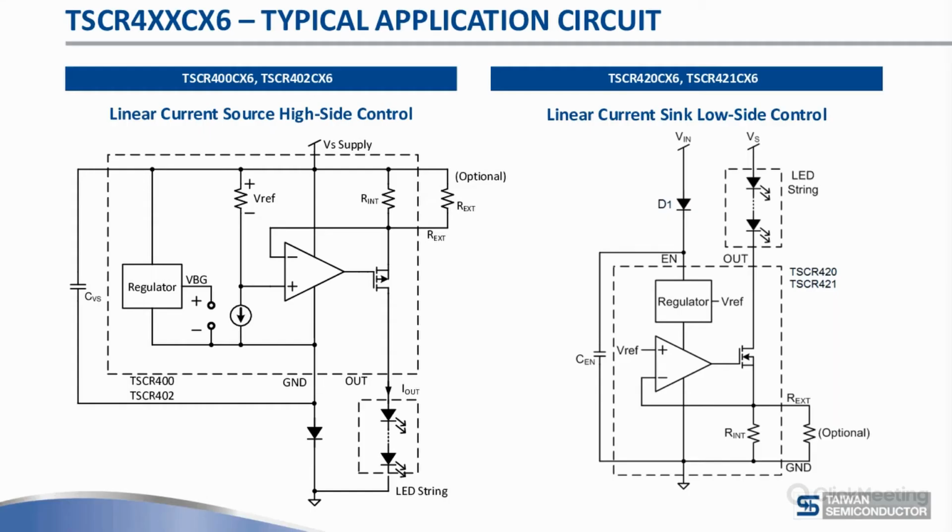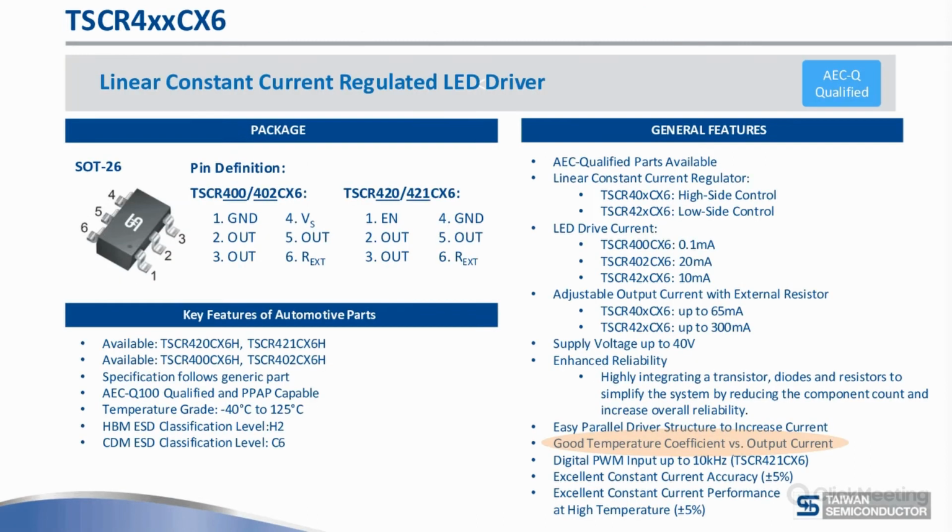Let's now look a little bit more at how this is done. Of course, we've got the 2 high side control ICs where the PNPs are replaced by P channels, and the 2 low side control ICs where the NPNs are replaced by N channel transistors in the circuit. If you look at the CMOS advantages, they come out here: a very good temperature coefficient versus output current. And of course, we also have very good output current regulation when the voltage changes.